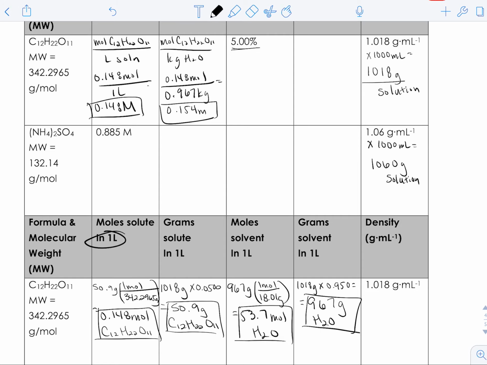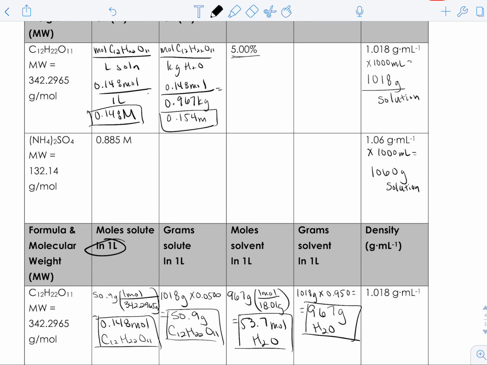Okay? Now the last thing we need is our solute mole fraction, so that's our moles of solute divided by total moles, which is 0.148 moles divided by 0.148 moles plus 53.7 moles. Divide that out. We get a value of 2.75 times 10 to the negative 3.